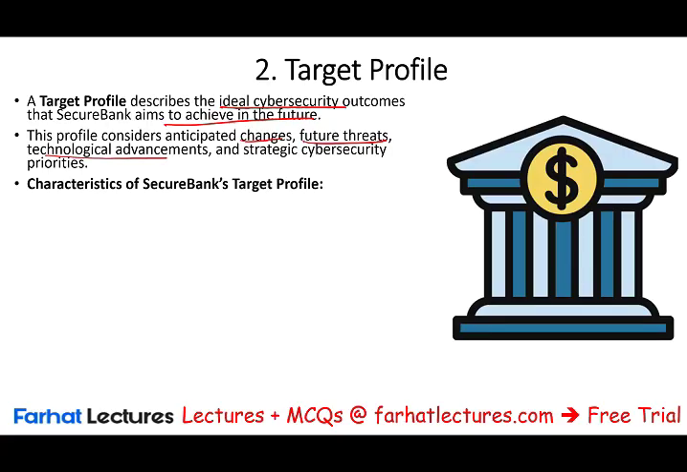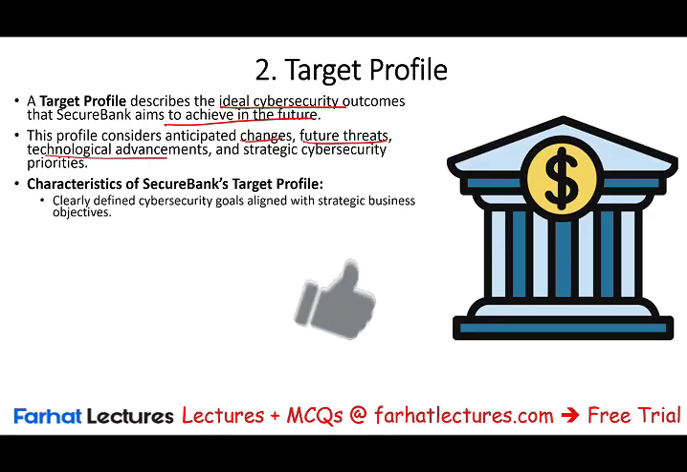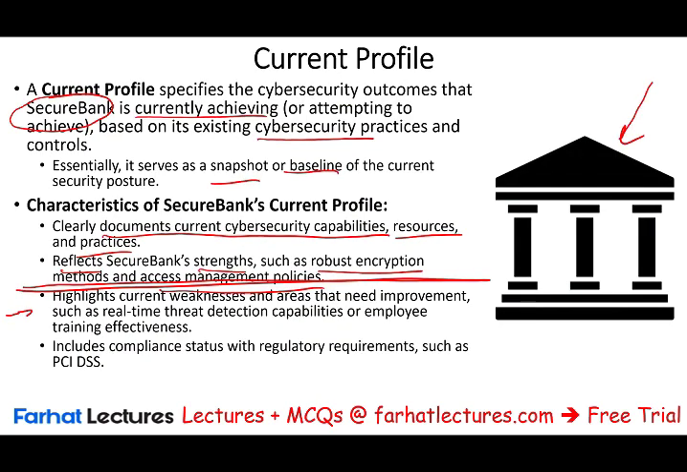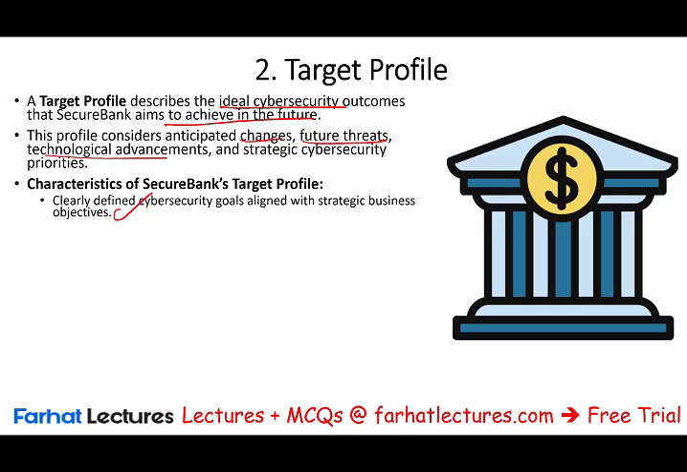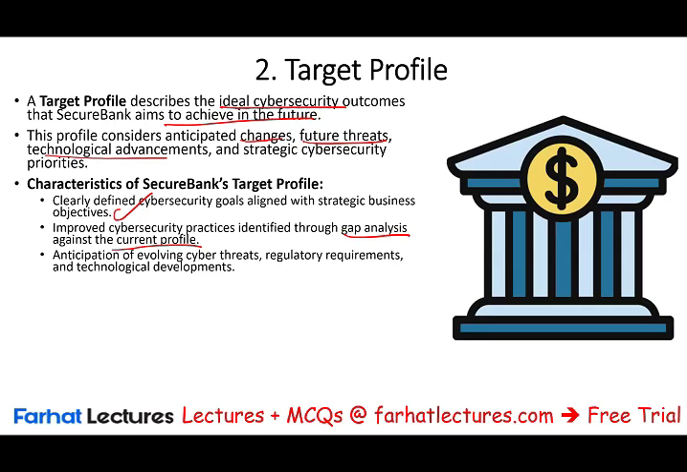For example, the characteristic for Secure Bank: well, clearly defined cybersecurity goals aligned with strategic business objectives. This is where we want to be. Versus basically right now where we are: clearly document current cybersecurity capabilities and resources. Now what we want to do, we want to align them with our strategic business objectives. Improve cybersecurity practices identified through gap analysis against the current profile. We want to do some improvement against what we have right now. Anticipation of evolving cyber threats, regulatory requirements, and technological developments. Now we want to anticipate any changes.